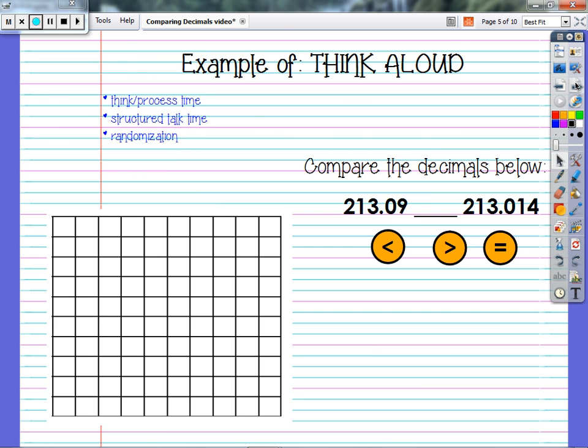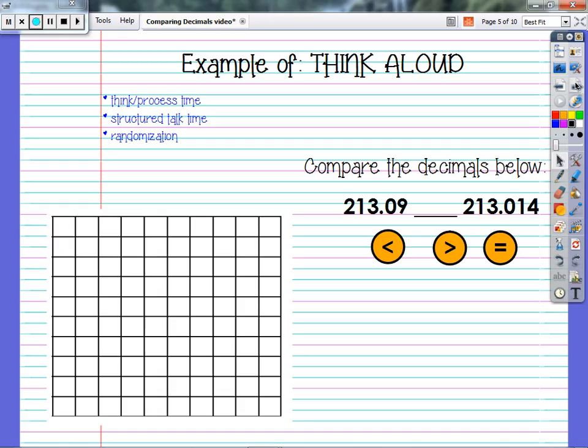So let's go to another example here. And here's more of an example of a think aloud. With this think aloud, you do want to make sure that you're giving students think or process time. You may want to use some structured talk time and some randomization strategies. Again, like I said, you don't have to use every single strategy for every lesson or every problem. You just pick and choose which ones you want to use, as long as you're using some throughout the lesson.